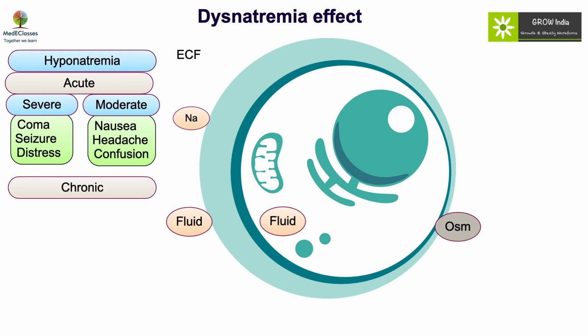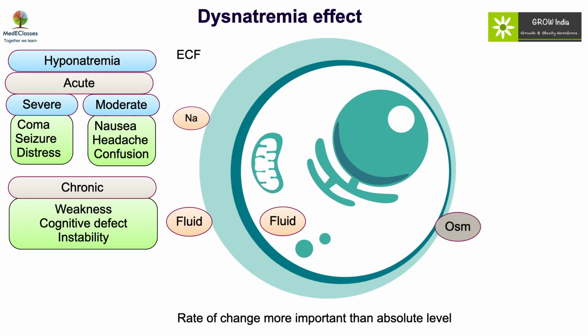So in the chronic state, the osmoles go out and the cells become normal in size and symptoms become less acute. They are mainly in terms of weakness, cognitive defect, instability, frequent falls, and recurrent vomiting will be there. Very importantly, the symptoms of hyponatremia are related to not only the absolute level but also the rate of change. So a patient with a chronic liver disease with a sodium level of 120 may be perfectly fine, while somebody who has got SIADH in which the levels decrease from 130 to 122 may have a severe symptom.